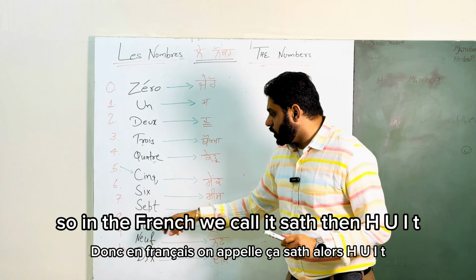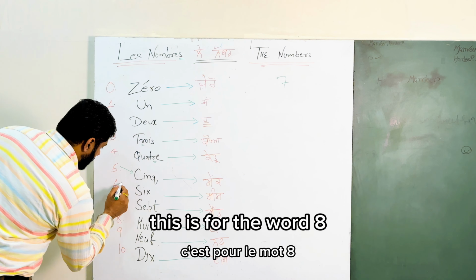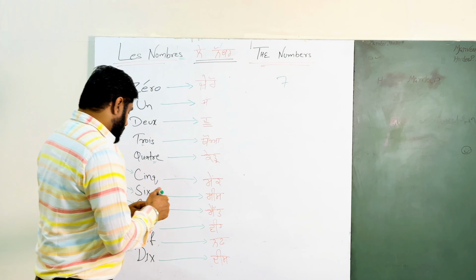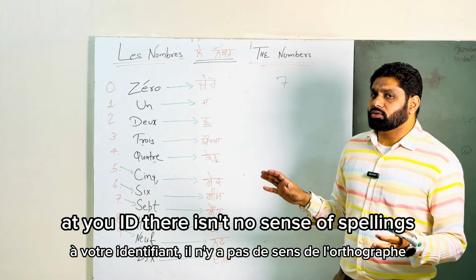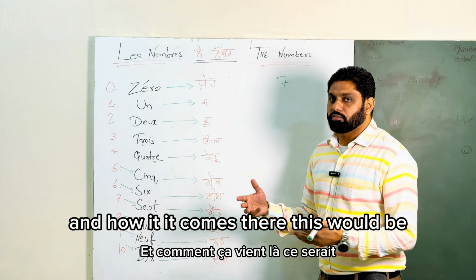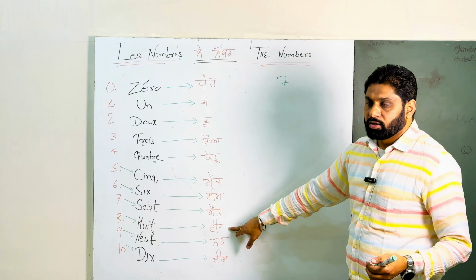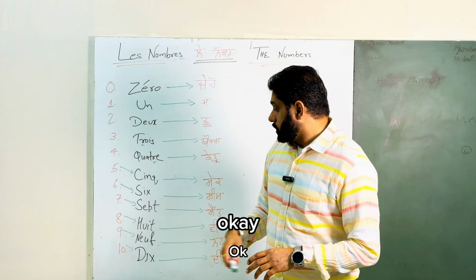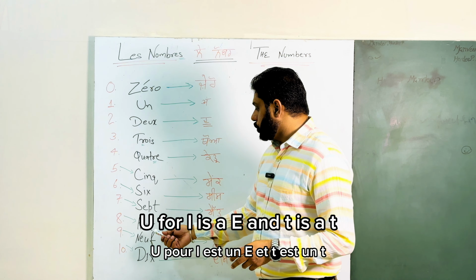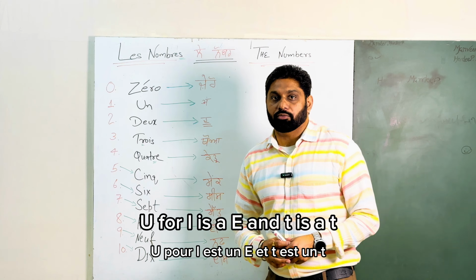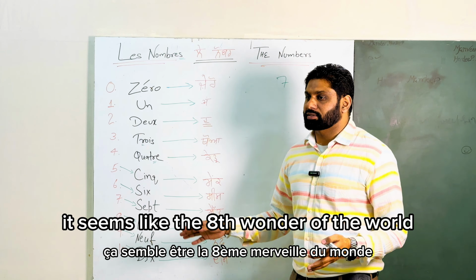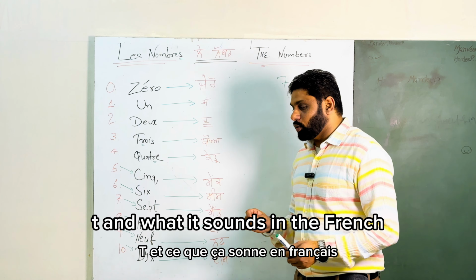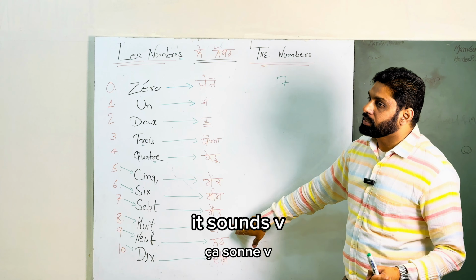Then, huit, this is the word for 8. Remember that there is no sense of spelling in how this word comes out. If we talk about English alphabets, for H we use "ash", for U, for I it is "E" and T is "te". So there is no sound like that. It seems like the 8th wonder of the world. So here huit, and what it sounds like in French is "weet".